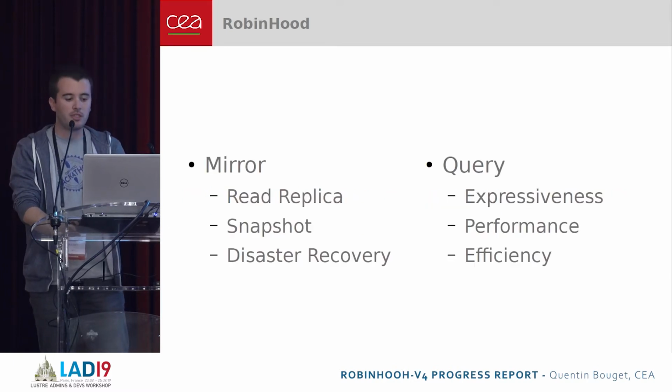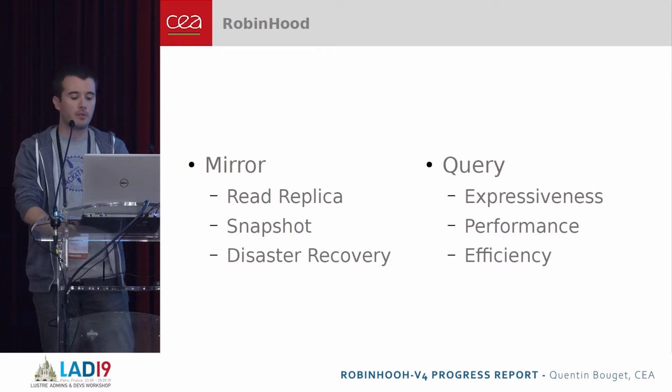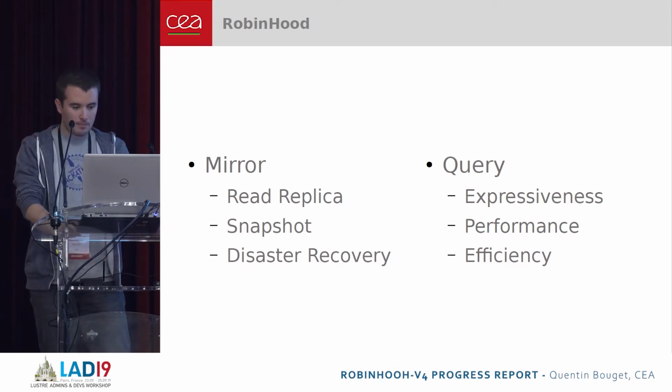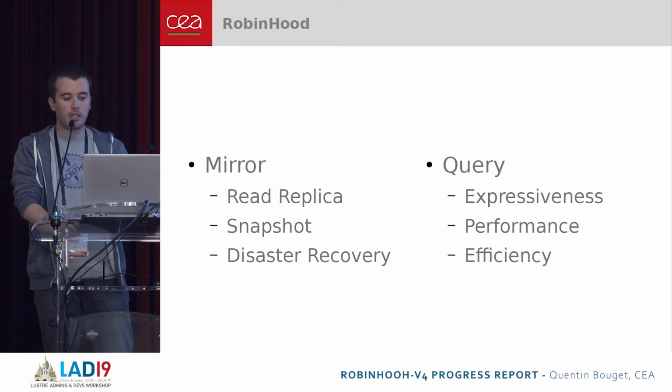Well, the mirroring part allows you to have a read replica of your file system's metadata. That means that if you have to run statistics and diagnostics, you can do this on the Robinhood mirror, and not impact your production servers. Obviously, the mirror can also be used as a snapshotting service, and the main use case for snapshotting is usually to do disaster recovery. This is not implemented in Robinhood, and this is mostly theoretical.